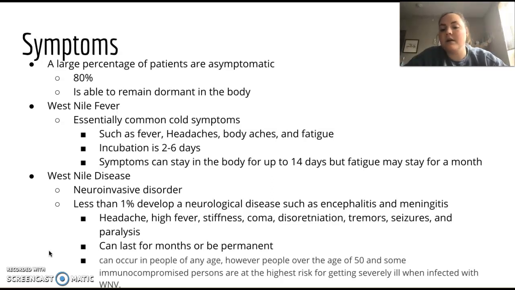And then it can occur in people of any age. However, people over the age of 50 and some immunocompromised people are at higher risk for getting severely ill once affected with West Nile virus.